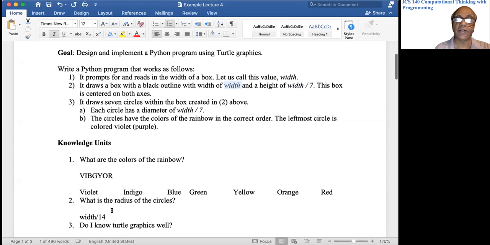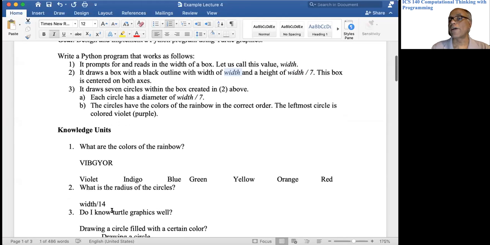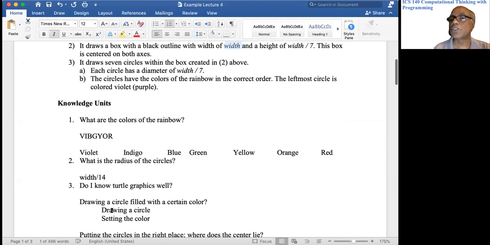So that would be divided by 4. The third thing is, do I know turtle graphics well? Do I know how to draw a line? Do I know how to draw a circle? Do I know how to go to a certain point? Do I know what the origin means, etc.? All those things I have to know. So I need to study turtle graphics if I don't know that.